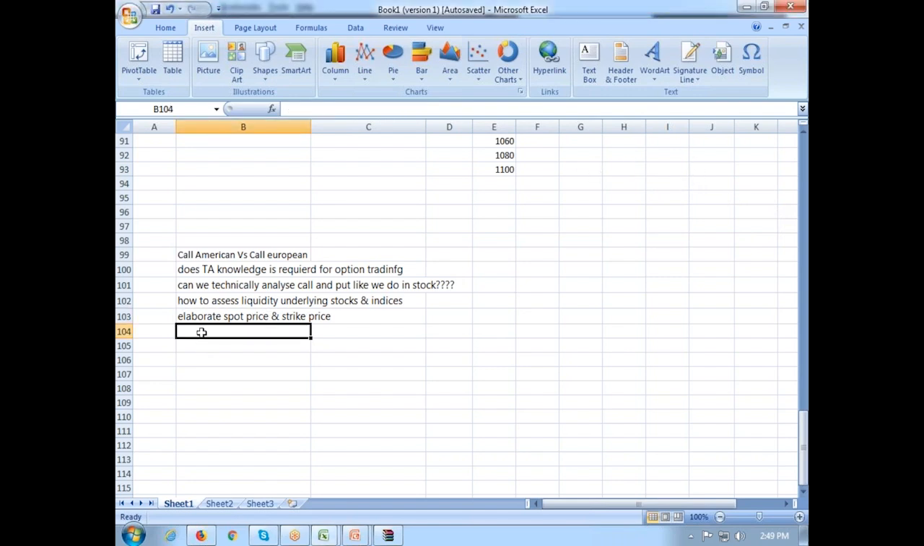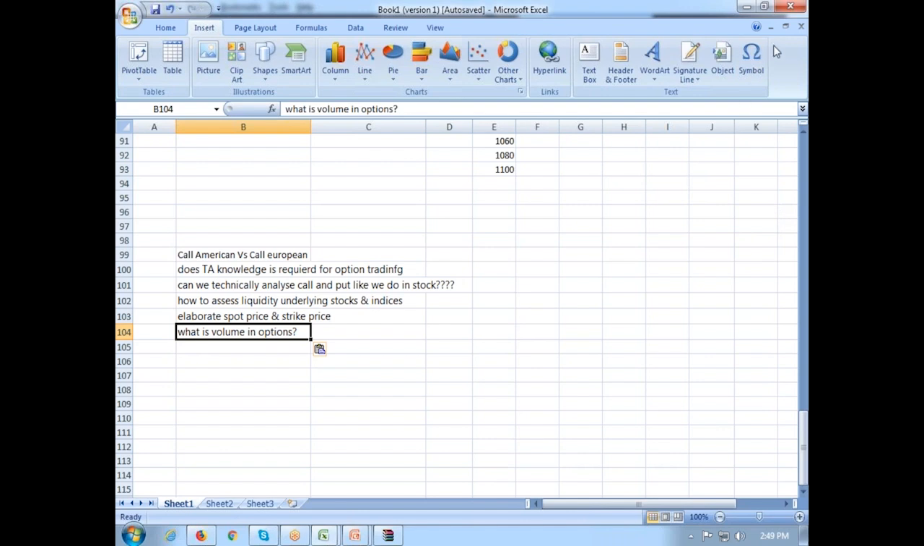What is volume in options? Are charts available in options? I guess I mentioned that. Any more questions? So the strike prices, they are not all as in Nifty. For Nifty, the strike prices move in a gap of 50 points. But for stocks, they move in a different format, and it is different for every stock.